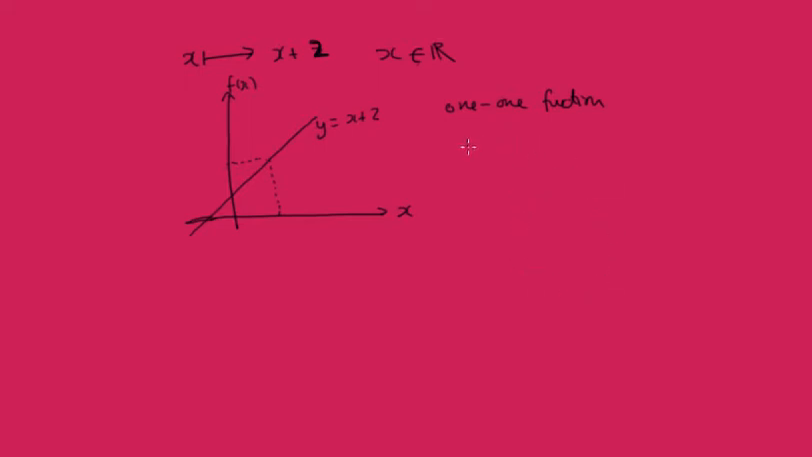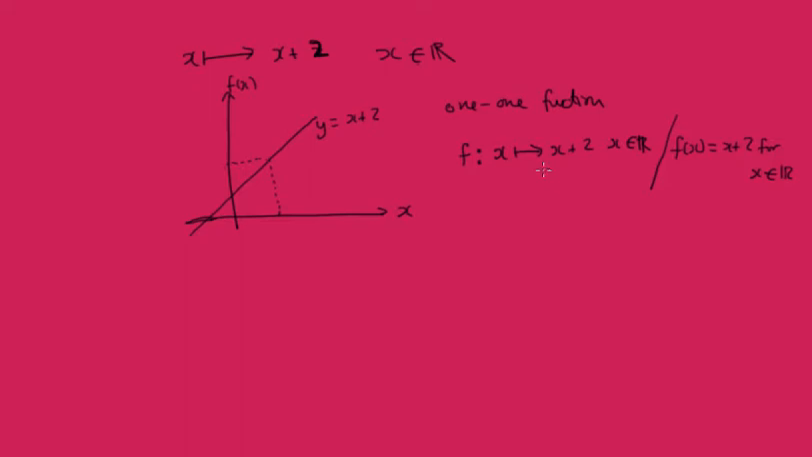So we can write f, then we have a colon, x, then this kind of arrow, x plus 2, where x is belonging to the real numbers. Or we can write f of x equals x plus 2 for x belonging to the real numbers. We don't need that bracket.